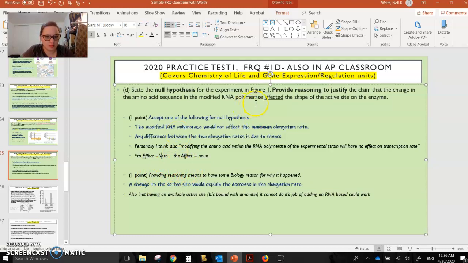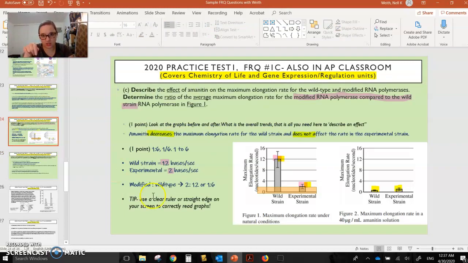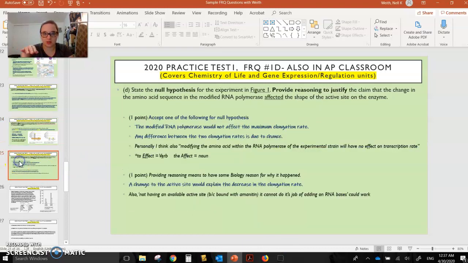And then provide reasoning to justify the claim that the change in the amino acid sequence in the modified RNA polymerase affected the shape. So first here in D, kind of connects to experimental design again. You are like, okay, they did this experiment. What would a null hypothesis be for this? All right. Statistically, we do see that there is a change, right? These two error bars, because of this one amino acid change, are very different. So provide reasoning why. And this is really similar to the first question we did here. The change in the active site would explain a decrease in elongation rate.